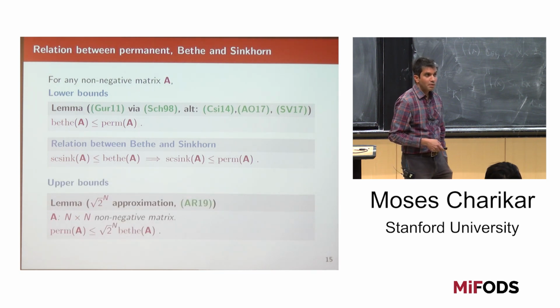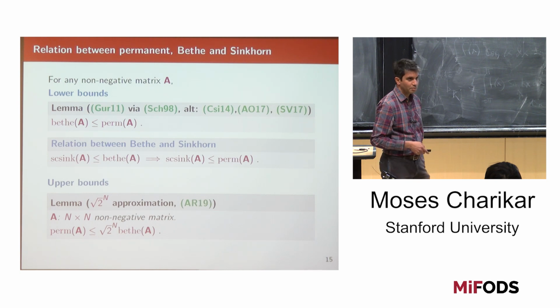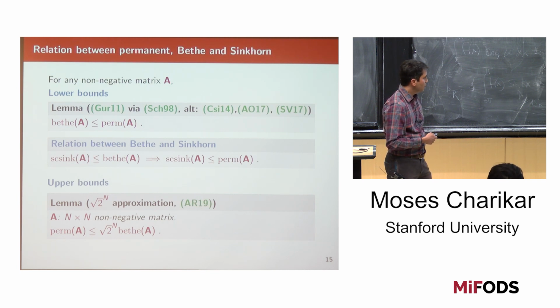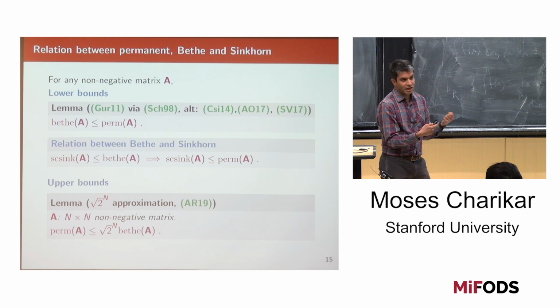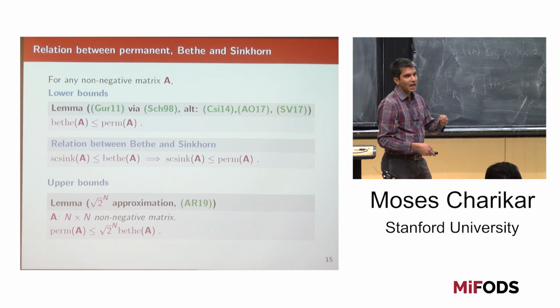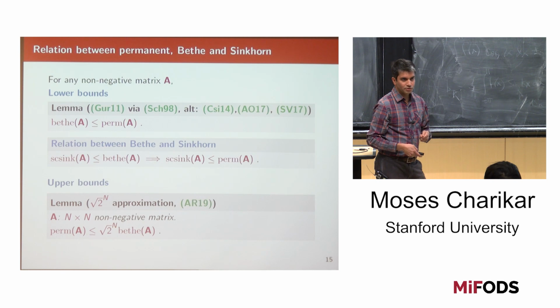Here's the best known upper bound on the Bethe approximation. First of all, an exponential bound, 2 to the n, e to the n, is relatively easy. The best known, and in fact tight, bound is due to Anari and Rezaei. It's going to appear in FOCS in a couple of weeks, I think. They showed that the Bethe approximation gives you a root 2 to the n approximation. So in fact, here's what we know about the permanent. It's sandwiched between the Bethe approximation and root 2 to the n times the Bethe approximation.